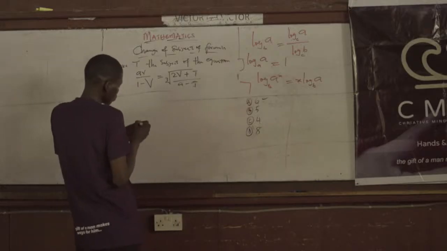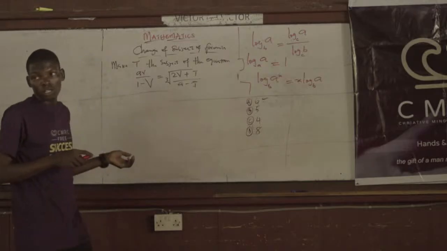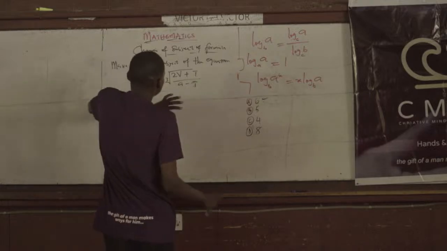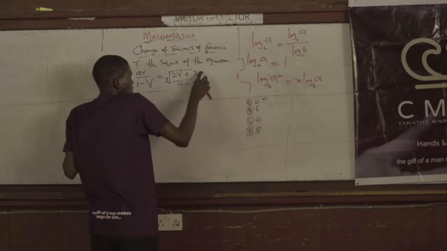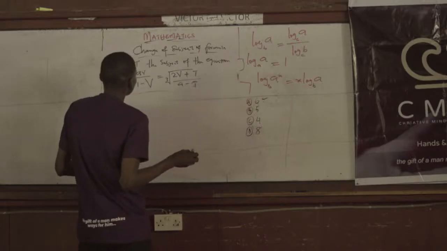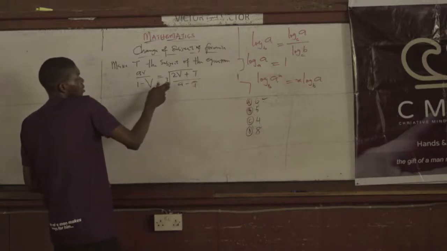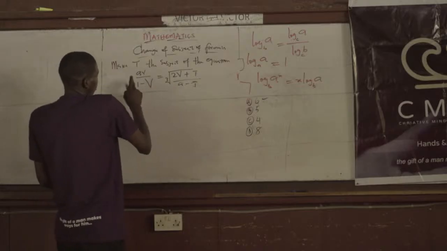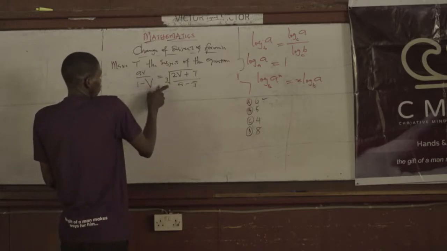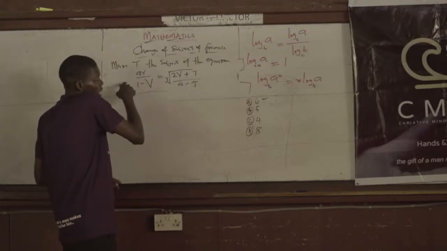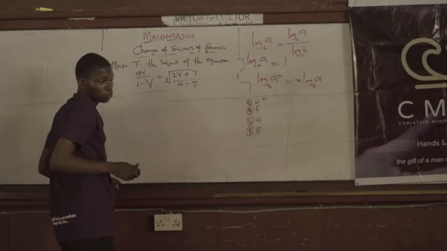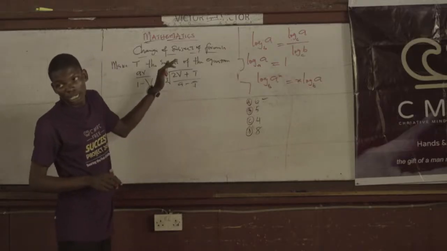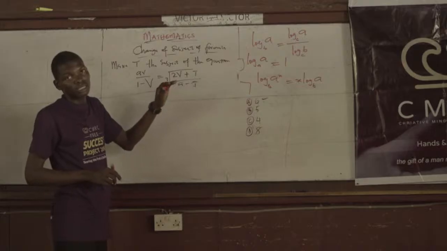So the first thing you need to know here is we will be manipulating it for us to make our T the subject of the formula. What we are going to do here is send this cube root to the other side. If you send cube root to the other side, it's going to give us cube. And if it's cube on one side, if you send it to the other side, it's going to give us cube root.